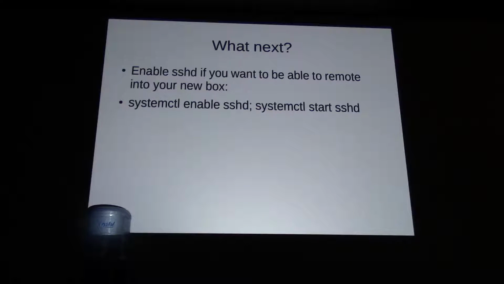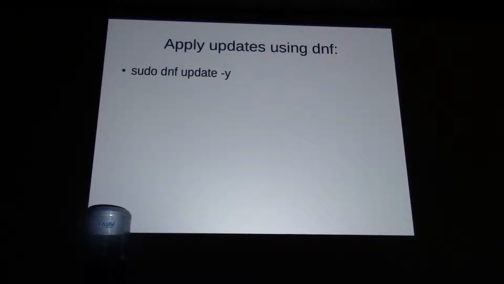Next, enable sshd if you want to be able to remote into your new box. Systemctl enable sshd, and then systemctl start sshd. Apply any updates. No matter which version you download, there are going to be updates for it. 200 some odd or 400 some odd now, who knows? Last time I did it was 303 megabytes.